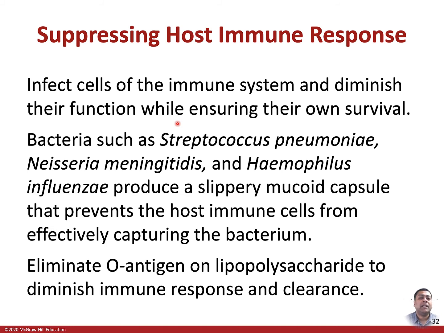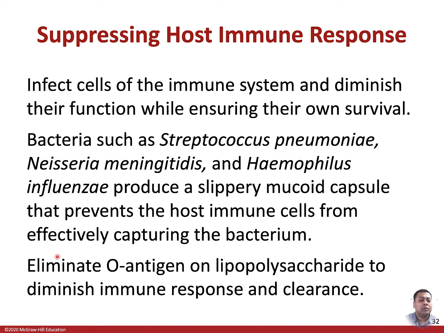And this is how they can suppress the host immune response. The other bacteria like Streptococcus pneumoniae, Neisseria meningitidis, Haemophilus influenzae produce a slippery mucoid capsule that prevents the host immune cells from effectively capturing the bacteria. We already talked about this. This is called abortive or frustrated phagocytosis. Also, they eliminate the O antigen on lipopolysaccharide to diminish the immune response and the clearance.